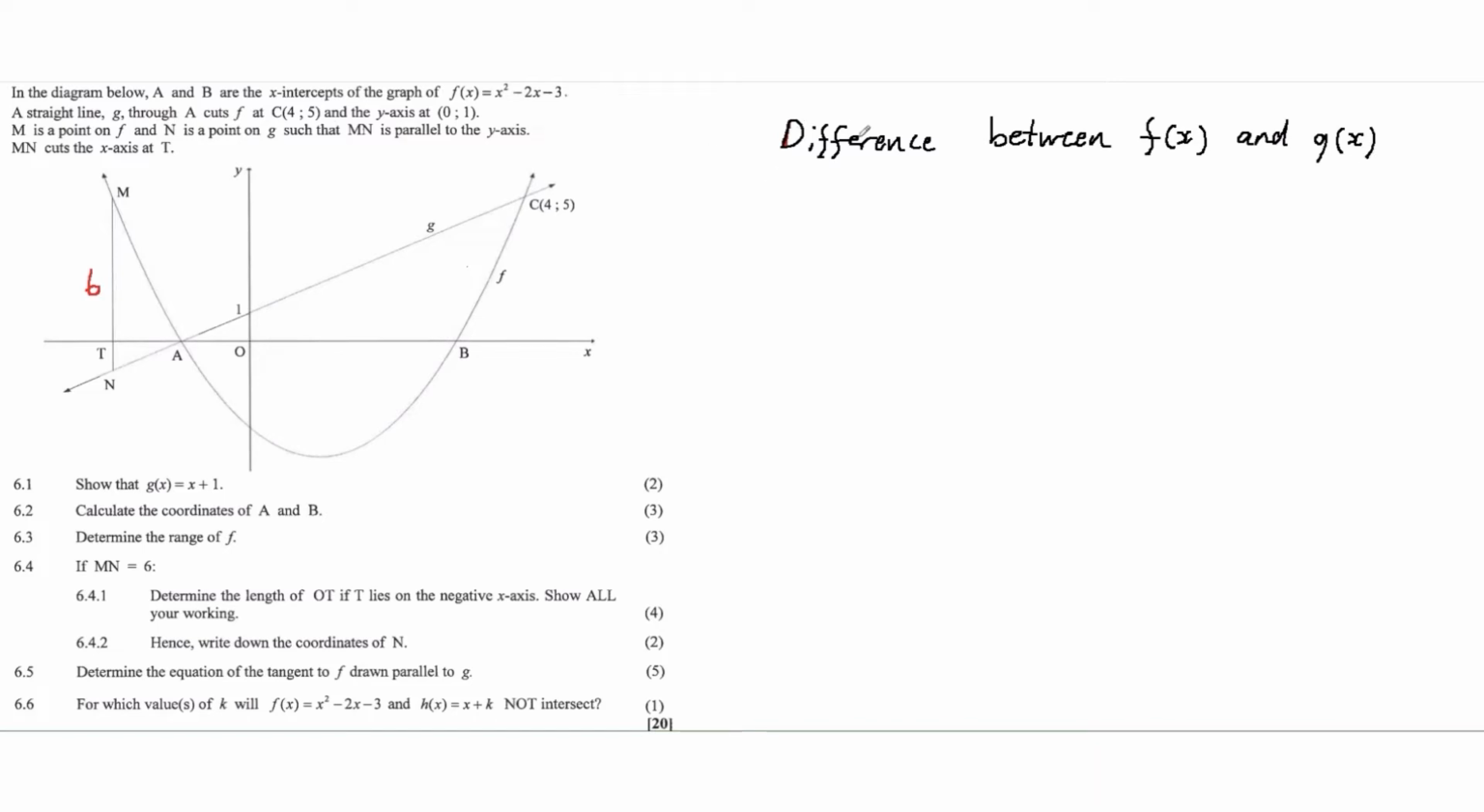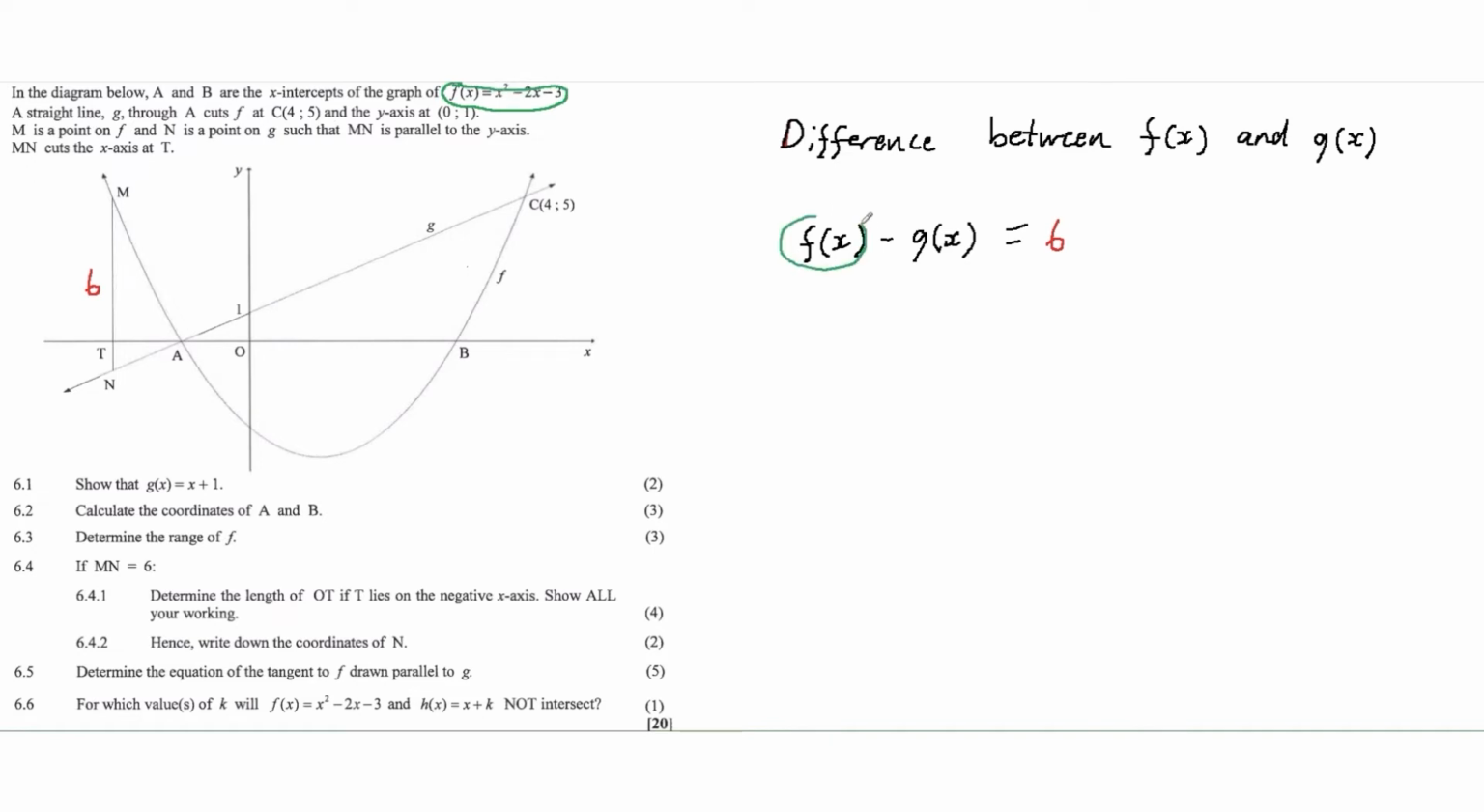And in mathematics, difference means minus. If you work out the difference between two things, you subtract them from each other. So what we're going to do here is subtract g of x from f of x. And we do that to calculate the length, and they've already told us what our length there is. It is 6 units.